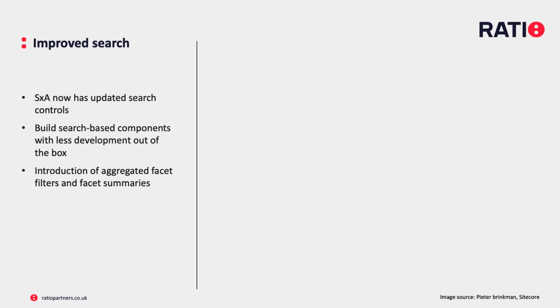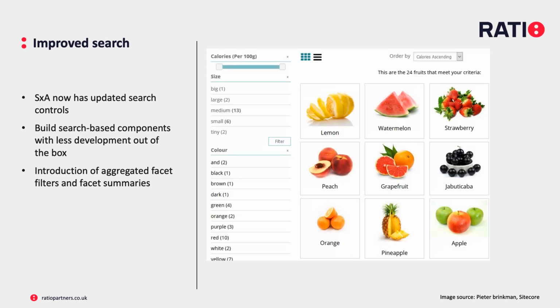So within Sitecore, within SXA, which is, as I mentioned earlier, a rapid prototyping tool that they created and released within 9, they've built in new search functionality within 9.3. So you can now produce search-based components and aggregated facets and filters using SXA.